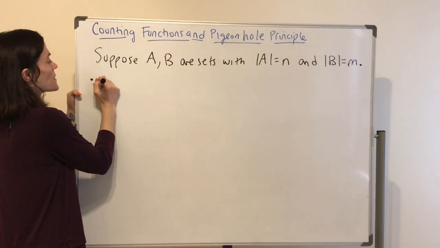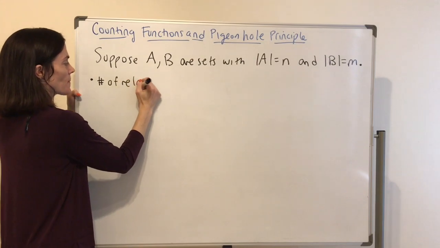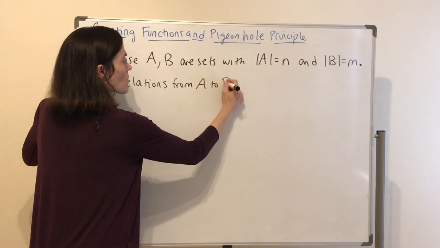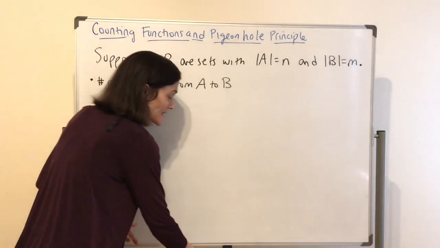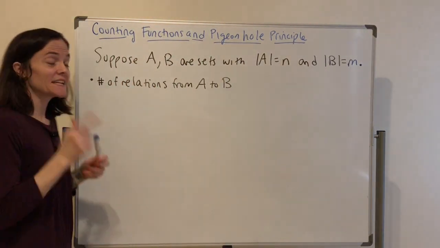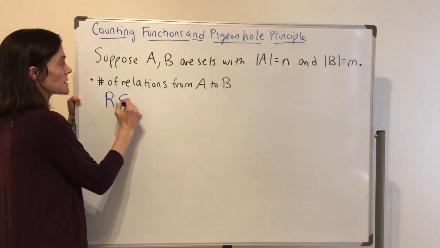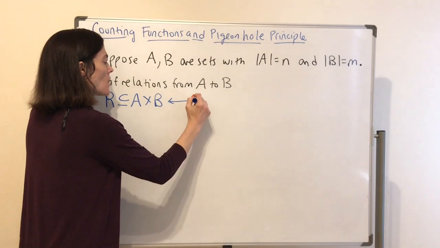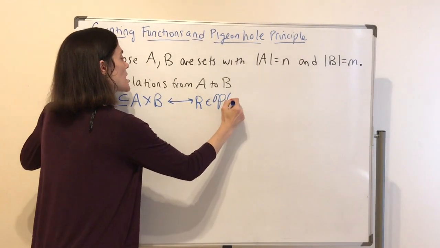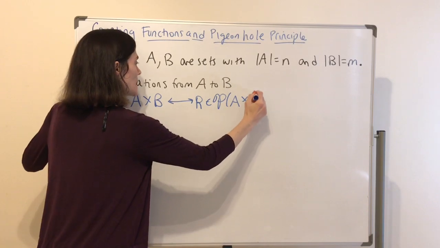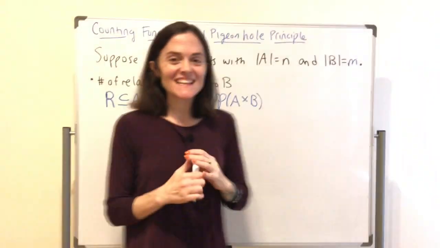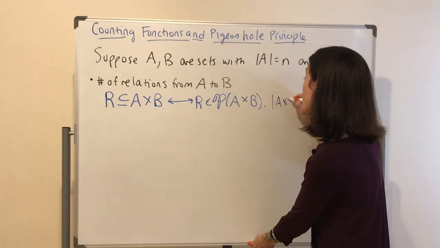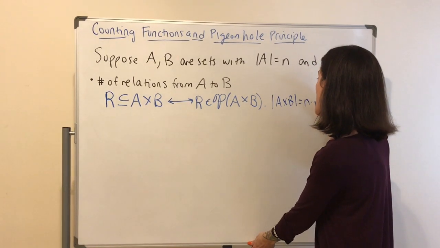Okay, first of all, the number of relations from A to B. How can we count this? Well, let's think about what is a relation from A to B. By definition, a relation is any subset of the cross product. And this is the case if and only if R is an element of the power set of A cross B. And now we can really think about counting these things, because what do we know? We know the cardinality of A cross B is n times m.